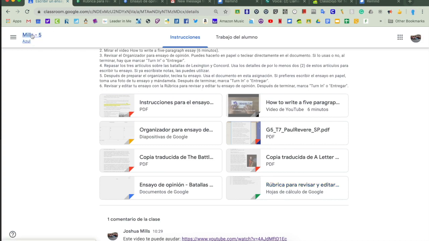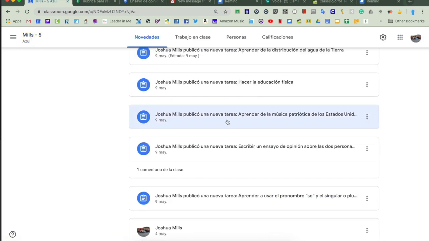All right. So we've got here Mills 5, and then so we'll look at those three that we just discussed: PE, writing, and Spanish grammar. Those will be the same in 4th grade and 5th grade.